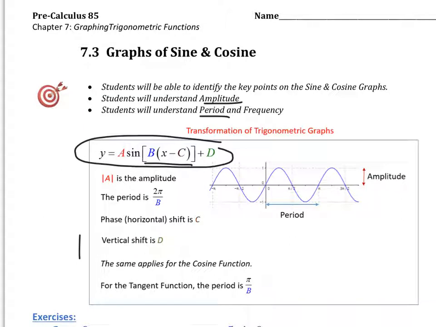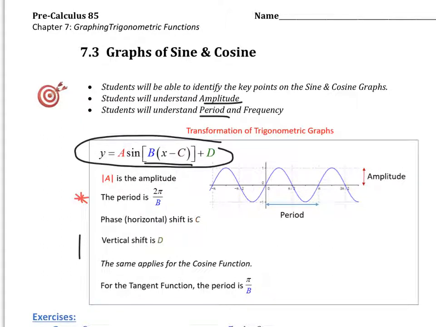A couple of key concepts. Number one, the period value is determined by taking 2 pi divided by b. Why 2 pi? What does 2 pi represent? One full circle, or your period length right now. Your parent function's period length is 2 pi, and the b value is going to change that. It could decrease it if b is a number greater than 1, or it could increase it if it is a number less than 1.